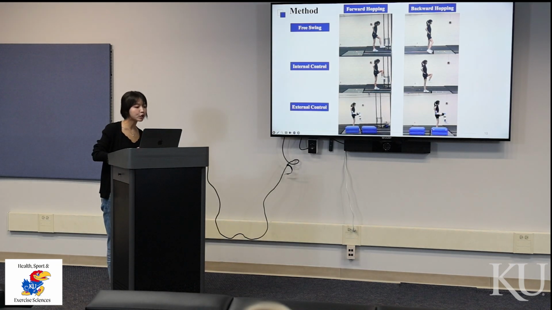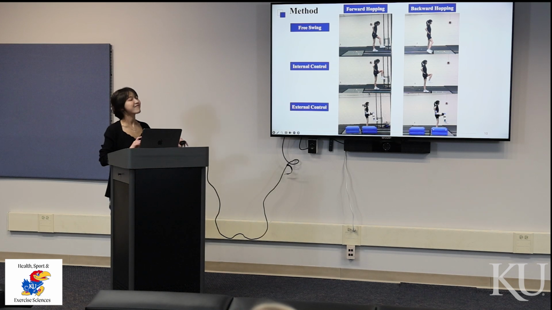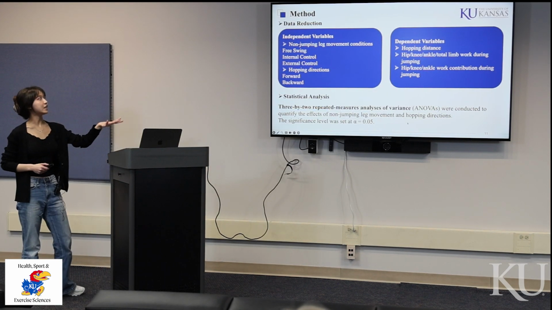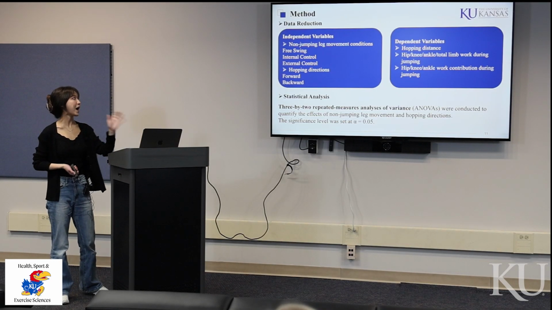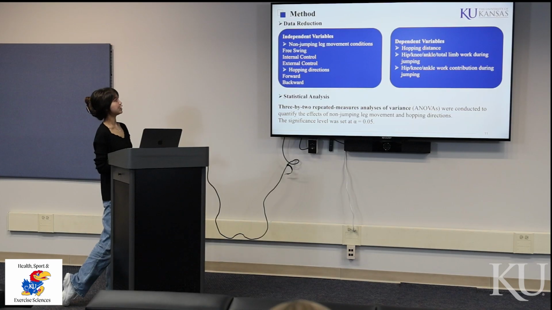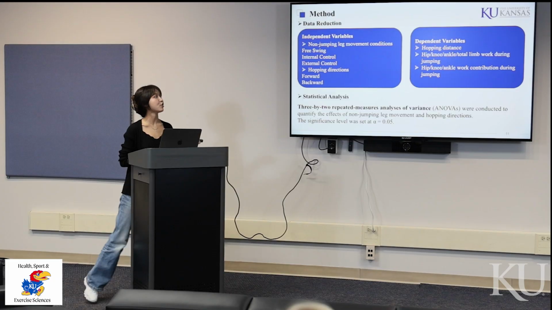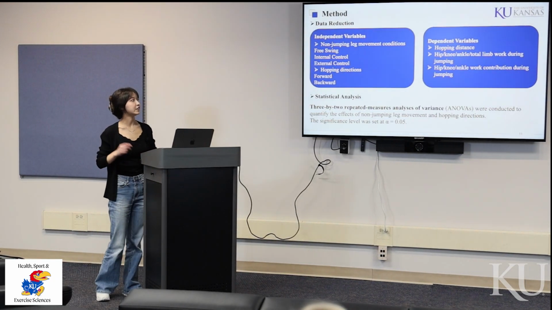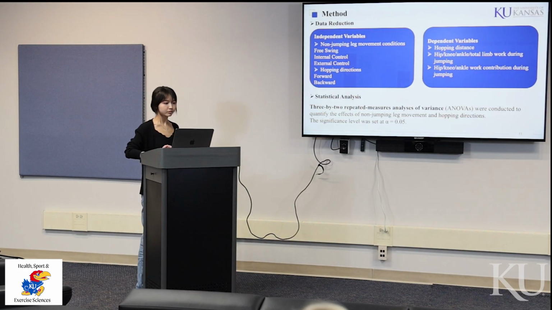And for the external control condition, they will jump with this frame and no swing while jumping as well. And for this study, the independent variables are the hopping directions, forward and backward. For the non-jumping leg movement condition, there are free swing, internal control, and external control. For the dependent variables, we calculate the hop distance, the lower limb work during jumping, as well as the lower limb work contribution during jumping.